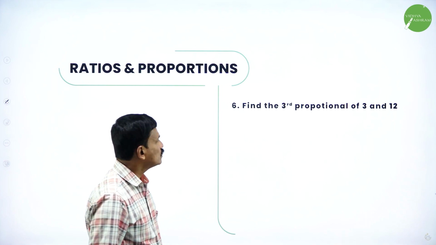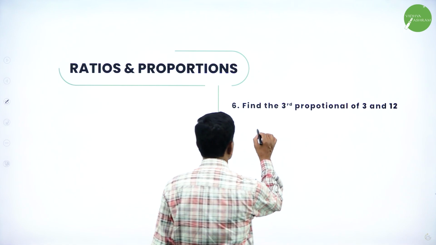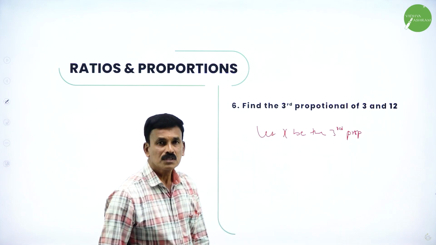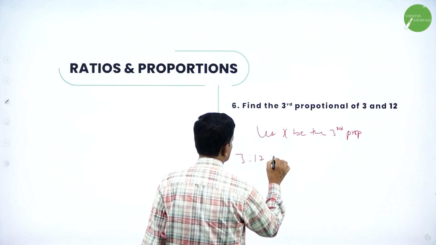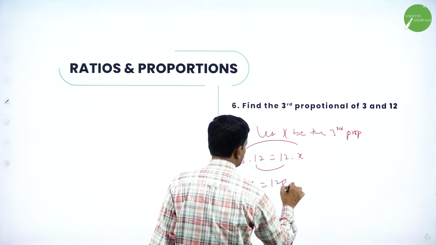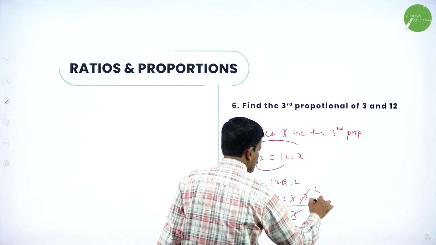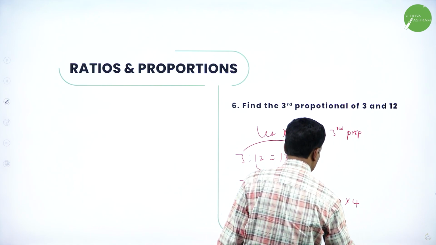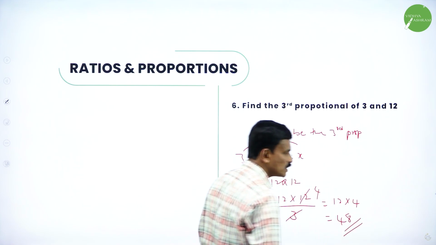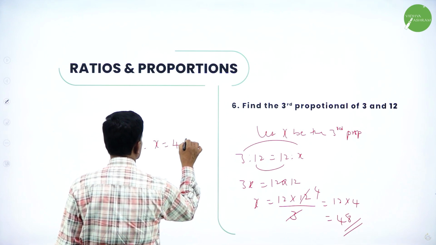Now move on to the next problem. Find the third proportional of 3 and 12. Right. Let x be the third proportional. Then 3 is to 12 is equal to 12 is to x. Multiply this. That is 3x is equal to 12 times 12. x is equal to 12 times 12 divided by 3. 3 fours are 12, so that is equal to 12 times 4, which is nothing but 48. That's it. 48 is the answer. Okay. So therefore the third proportional x is equal to 48.